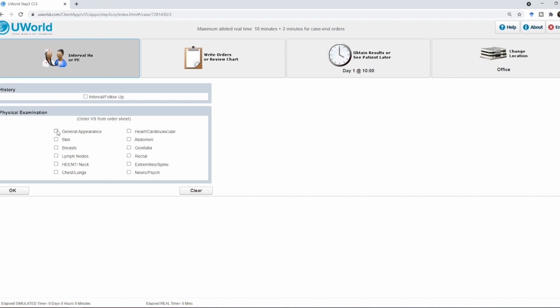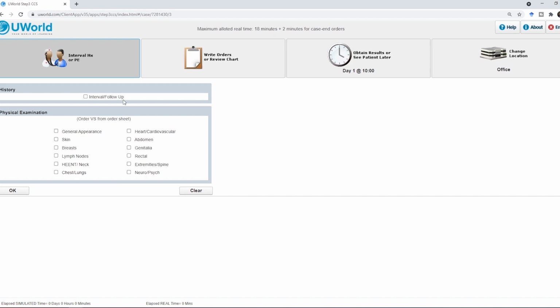The physical examination, you can click certain boxes. As you will see in the explanation, there are some cases that you don't need to order every part of the physical exam, while other cases you can order everything. So they give you the options to click certain parts of the exam or click all the boxes if you wanted to do a complete physical exam.